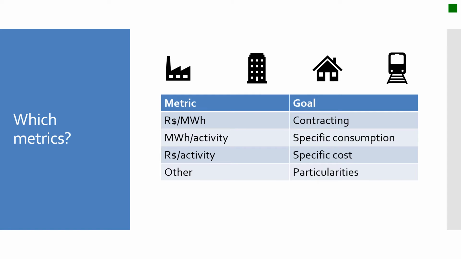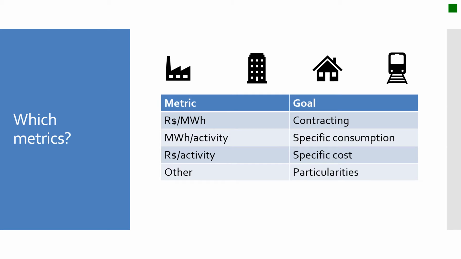Which metrics make sense? Well, it depends, of course, on the type of physical activity you are involved with. It might be an industrial plant, it might be a commercial building, it might be a home or public transportation. But generally speaking, you might come up with the following metrics.